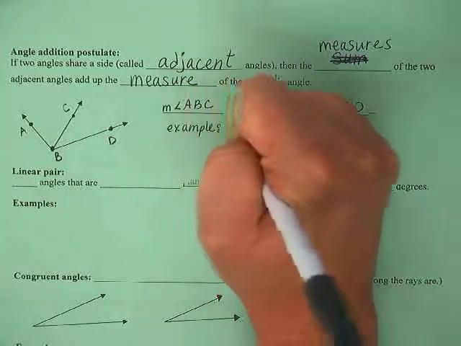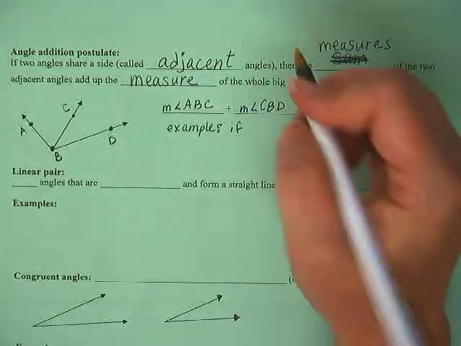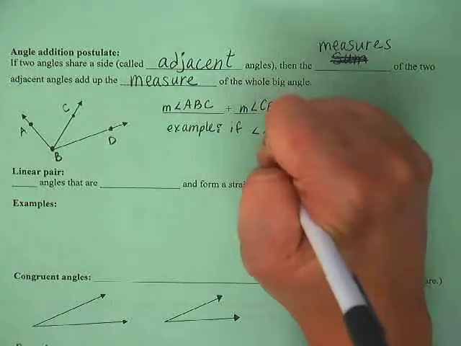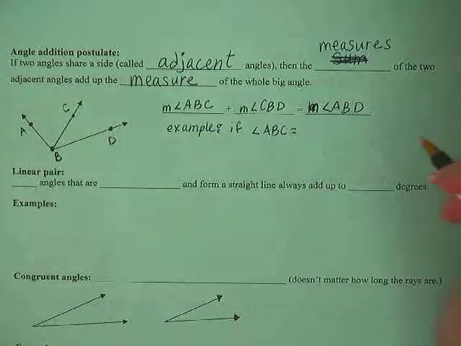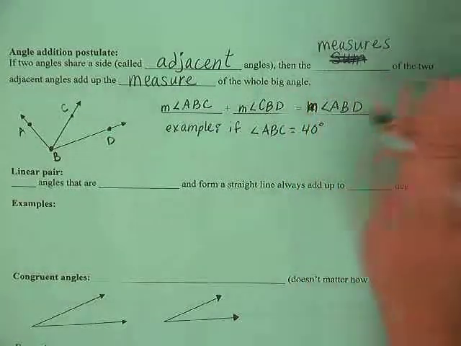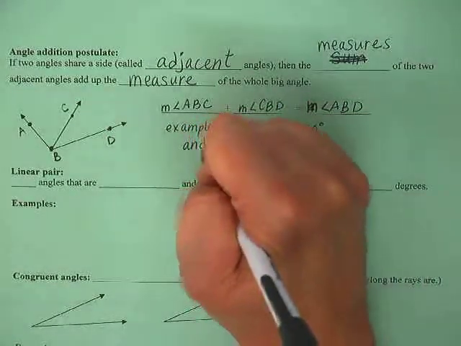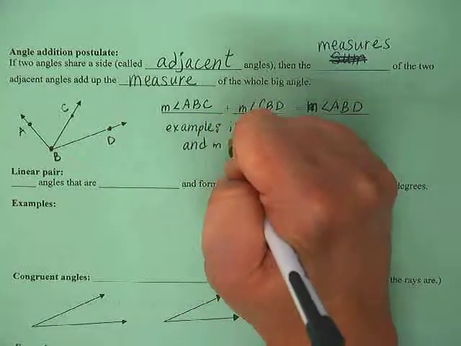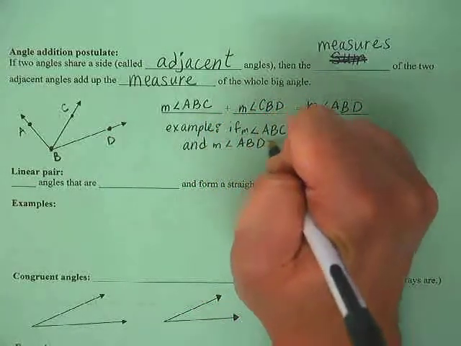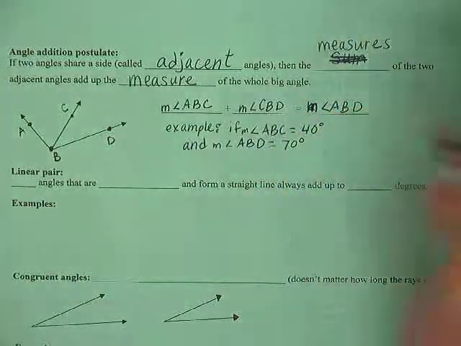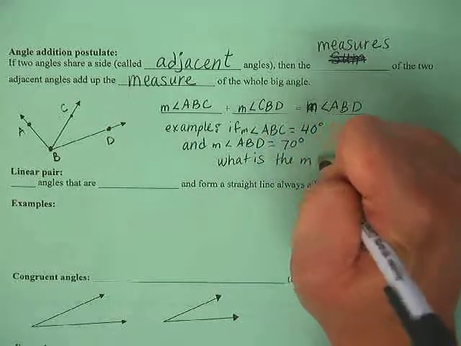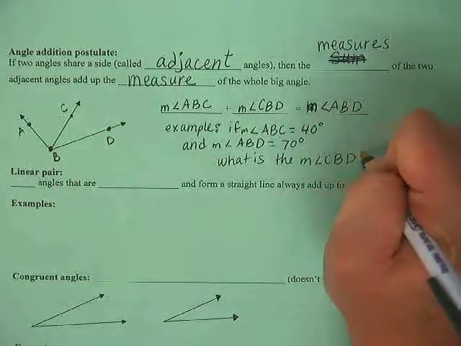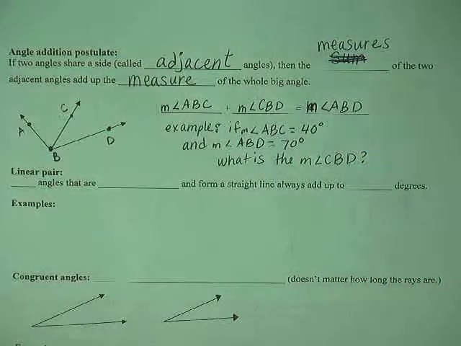I'm going to just write it in here. Example. If angle ABC equals, well, we could measure it, but I'm not going to. I'm just going to guess. How about 40 degrees? And the measure of angle ABD is 70 degrees. What is the measure of angle CBD?